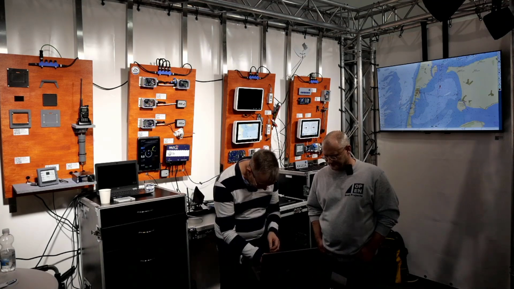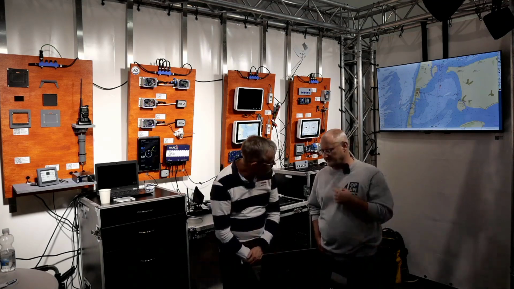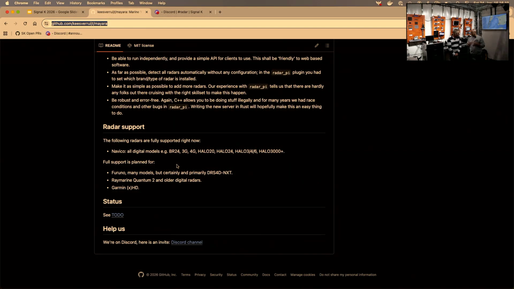Yeah, that's very interesting. Many people ask me which radar systems they can use. The modern Navicos are supported, and then there's incoming support for Furuno. And I think Raymarine Quantum 2. But anyway, that's a moving target. The idea is that anything that can run a browser can show the radar picture.